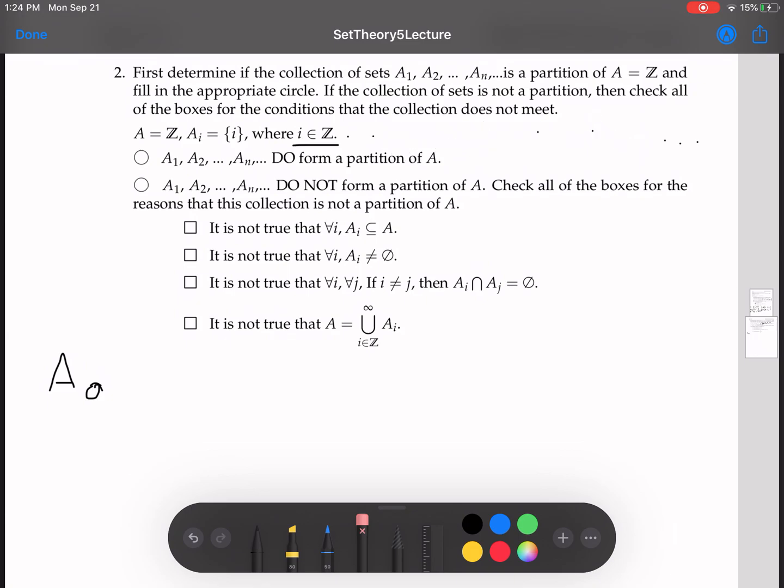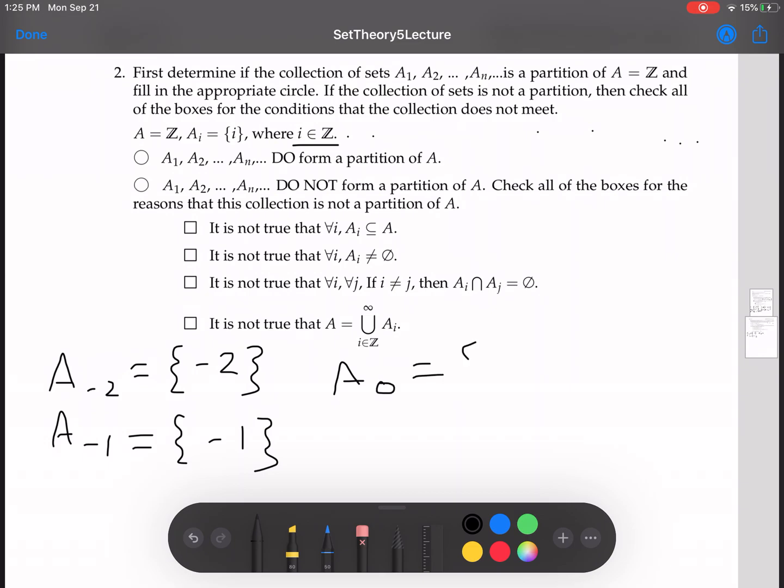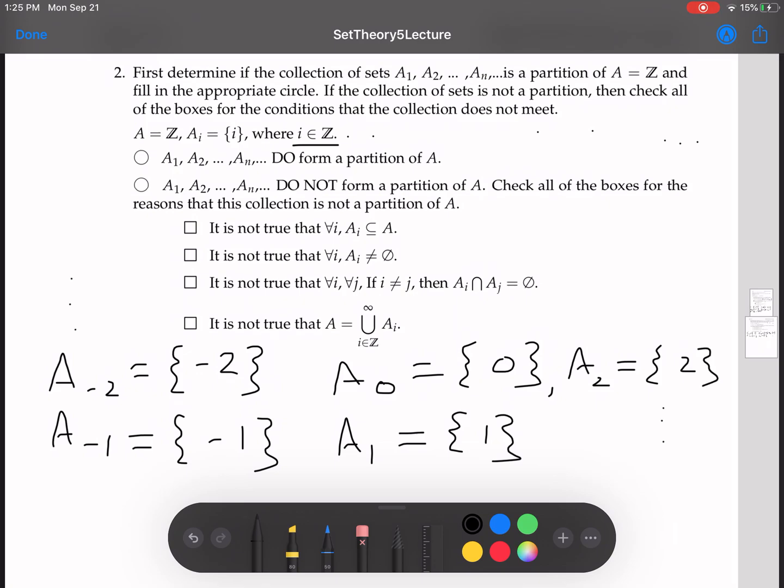Okay. Let's look at some of those. I guess we'll do A negative 2. That's just the set containing negative 2. A negative 1 is the set containing negative 1. A0 is the set containing 0. A1 is the set containing 1. And let's see, A2 is the set containing 2. There's many more in both directions, into the negative and into the positive.